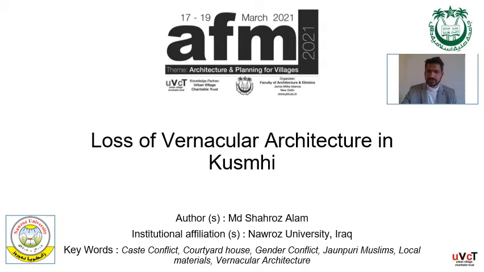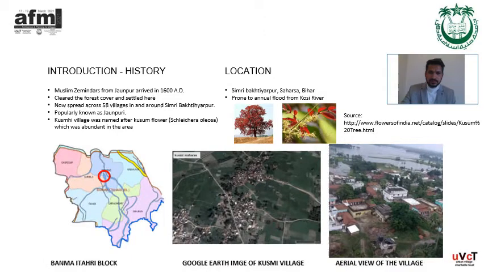I would like to thank Architecture for Masters, Jamia Millia Islamia, for providing me this opportunity to present my paper on loss of vernacular architecture in Kusmi. Kusmi village is situated in Simri Bakhtiyarpur, Saharsa district in Bihar. This village is prone to annual flood from Kosi river, which is very devastating in nature. Kosi river is also called Sorrow of Bihar, and it causes loss of life and wealth every year.